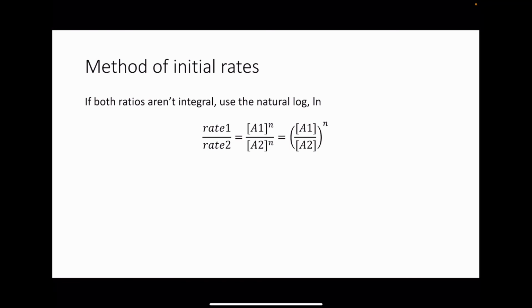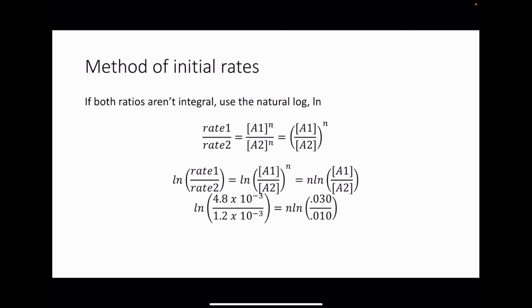But basically if we had the ratio of rate 1 to rate 2, our concentrations, I've eliminated the K and the other reactant, raised to the N. And then if we take the natural log of both sides, so we take the natural log of that ratio, well, it turns out that the natural log of a ratio raised to a power is the power times the natural log of that ratio, which makes it easy to do the math.